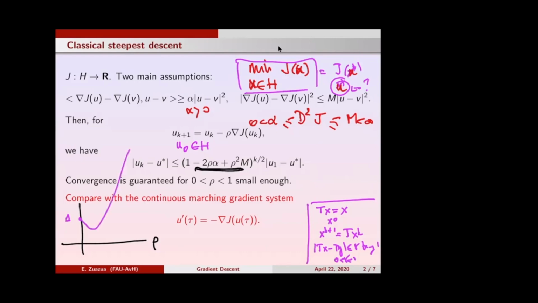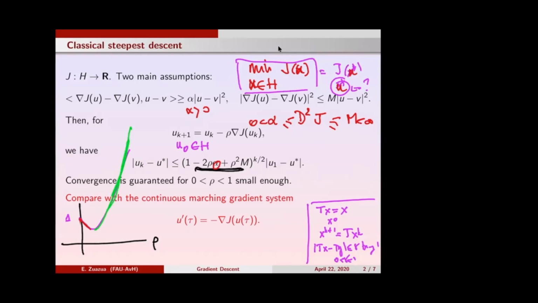And then it's going up again. But of course, the way this goes down and the way it goes up depends respectively on alpha, which gives you the initial slope, and m, which gives you the concavity or the convexity of the quadratic parabola.